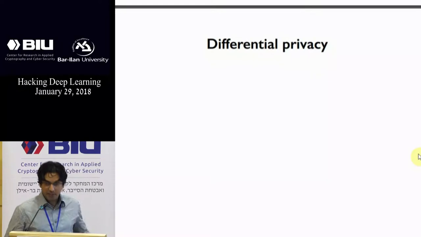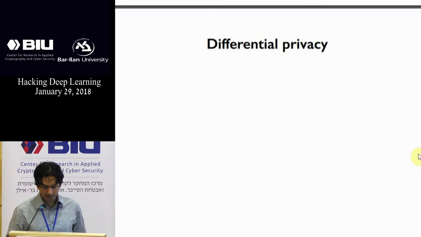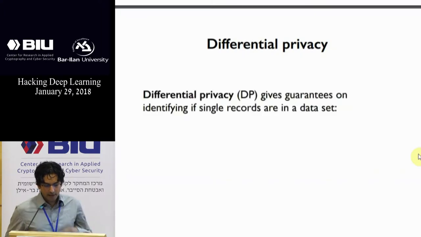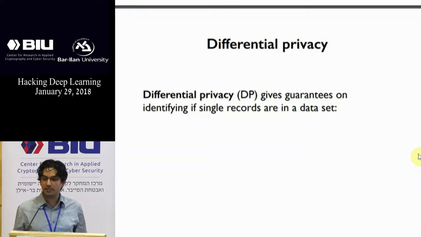So differential privacy has been talked about a lot in this workshop, and so it's falling to me to maybe go through some of the definitions. But why is differential privacy a good solution for this? It's because it gives guarantees on this membership inference attack, right? This is the kind of guarantee that you'd like to give to subjects in a research study.